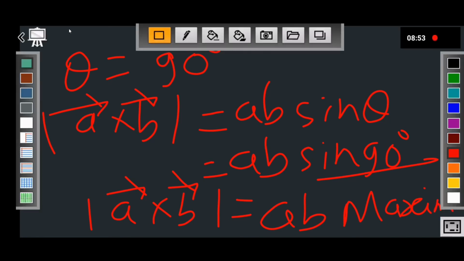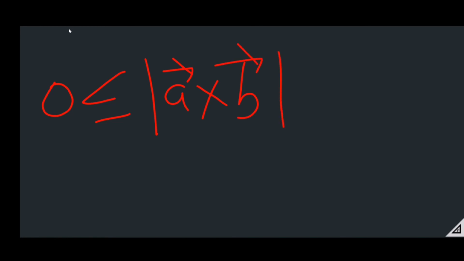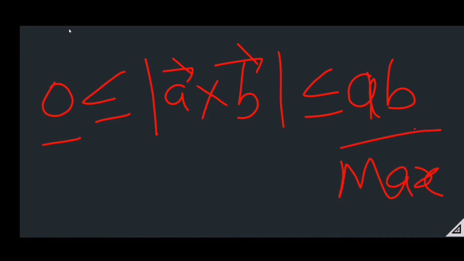In this way the limit of the cross product is like this. Its minimum value is 0, and the magnitude of a vector cross b vector is less than or equal to ab. That means its value ranges from 0 to ab. The minimum value is 0 and the maximum value is ab. In this way the limit of the magnitude of the cross product is obtained.